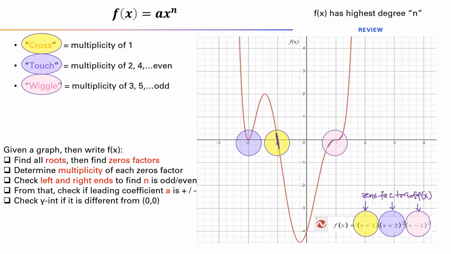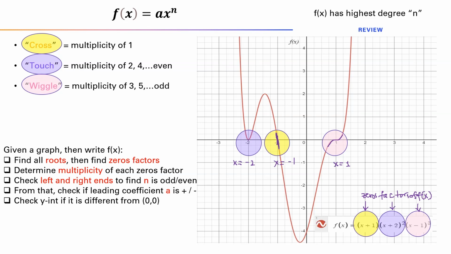That's the zero factor of f of x. So first we find all the roots. So we know that here we have x equal minus 2, that the root x equal minus 1, x equal 1. Now, then we find the zero factor.